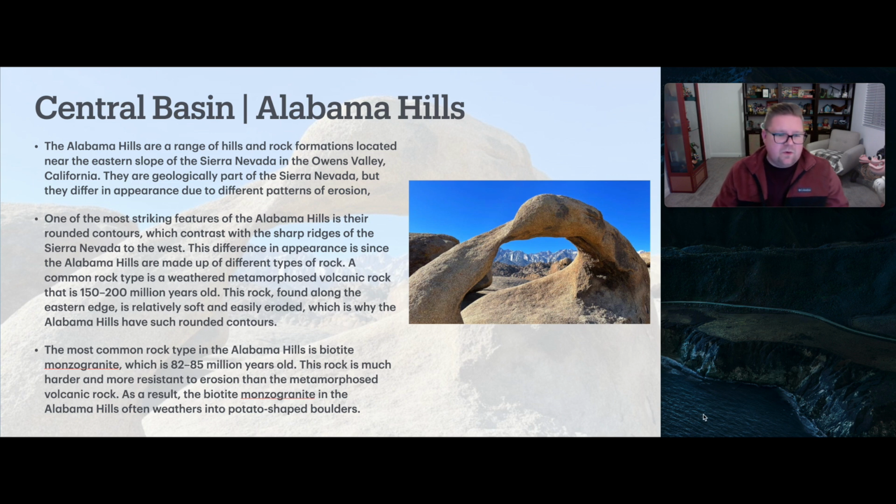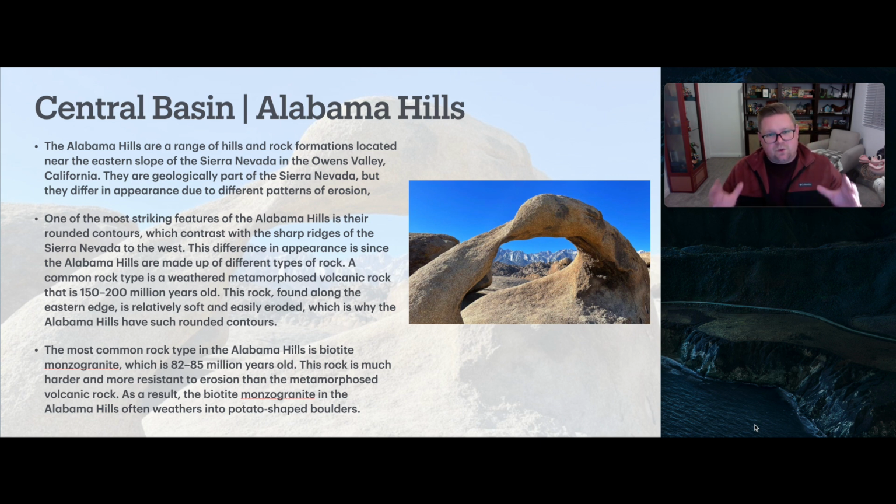The most common rock type in the Alabama Hills is called a biotite monzogranite, which means it's a gravel-sized granite that has biotite in it, which is about 82 to 85 million years old. This rock is much harder and more resilient than the older metamorphosed volcanic rock, and as a result, the biotite monzogranite in the Alabama Hills often weathers into these potato-shaped boulders that then can, in some cases, turn into an arch.